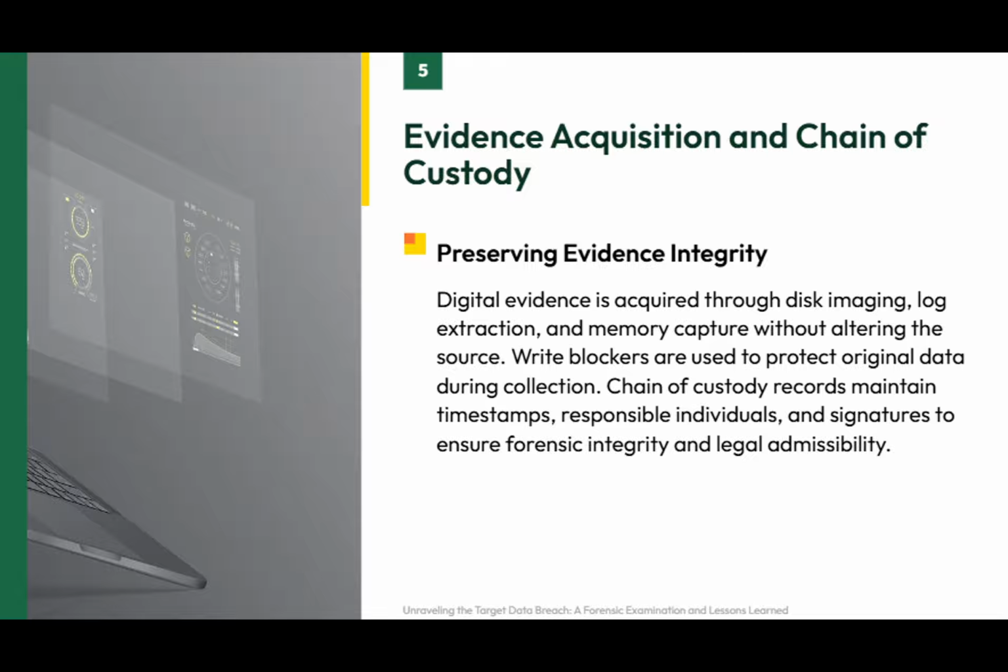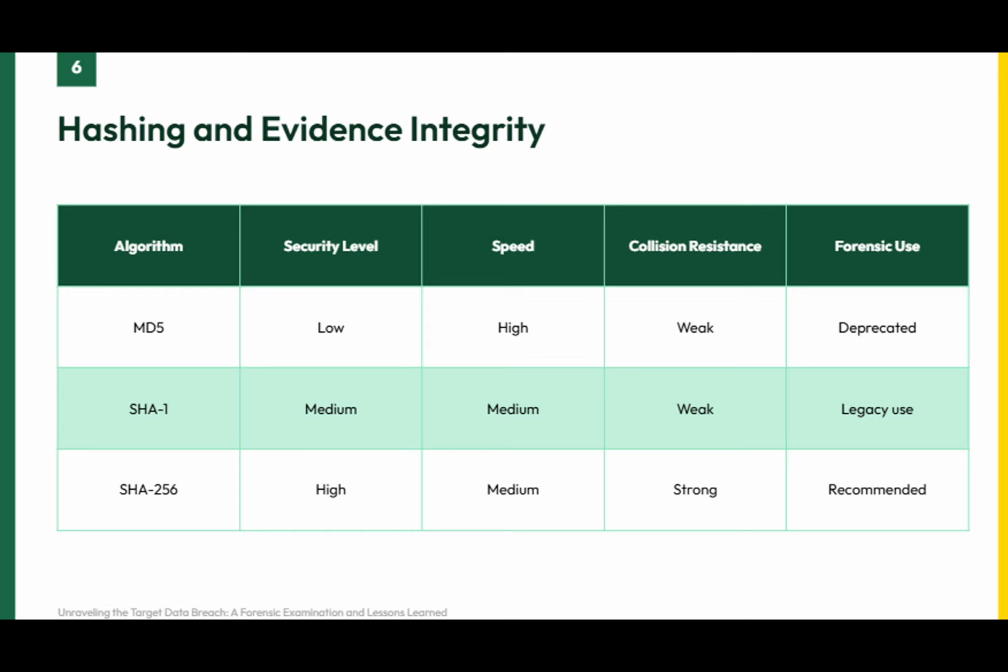For that, we have to understand preserving evidence integrity. Digital evidence is acquired through disk imaging, log extraction, and memory capture without altering the source. Write blockers are used to protect the original data during collection. The chain of custody records maintain timestamps, responsible individuals, and signatures to ensure forensic integrity and legal admissibility. On the sixth slide, we're going to talk about hashing and evidence integrity.